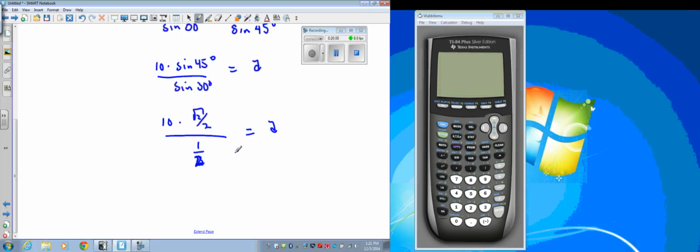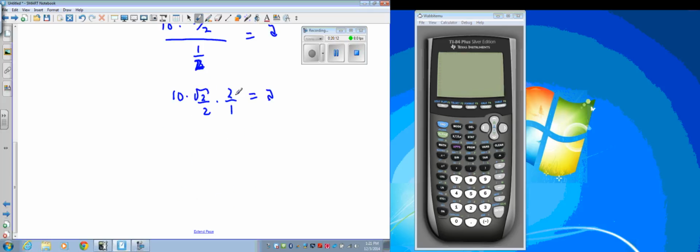Now, this would invert and multiply, right? It'd be 10 times the square root of 2 over 2 times 2 over 1. So I would have 10 times the square root of 2. And if we didn't want rounding error, this is what we'd put up here.